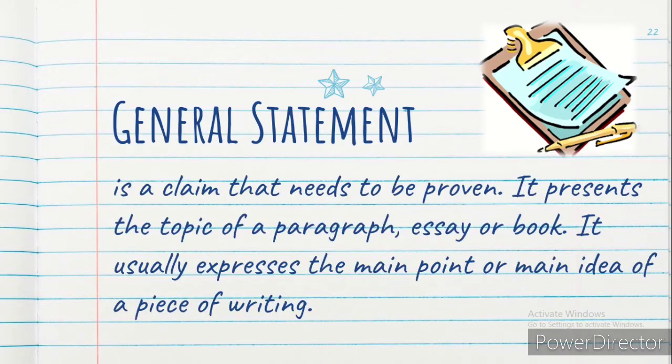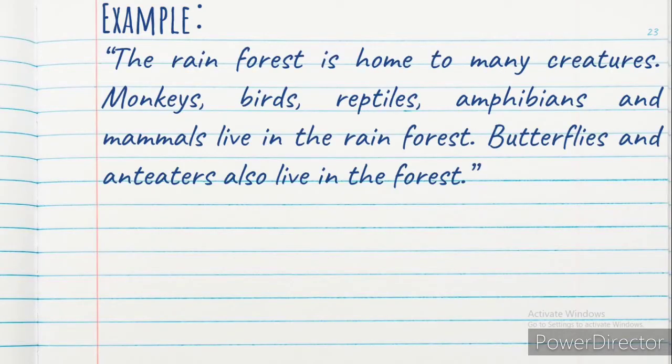A general statement is a claim that needs to be proven. It presents the topic of a paragraph, essay, or book. It usually expresses the main point or main idea of a piece of writing. For example, this paragraph. The rainforest is home to many creatures. Monkeys, birds, reptiles, amphibians, and mammals live in the rainforest. Butterflies and anteaters also live in the forest.